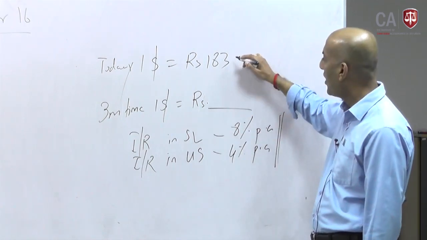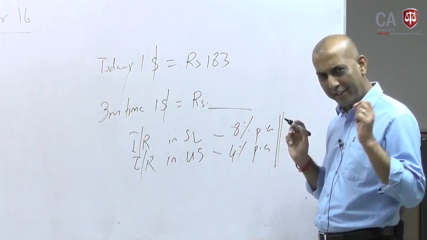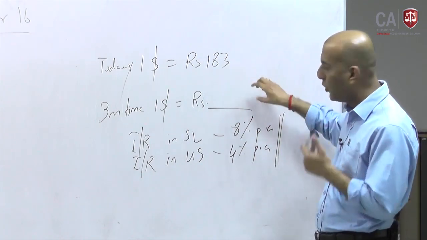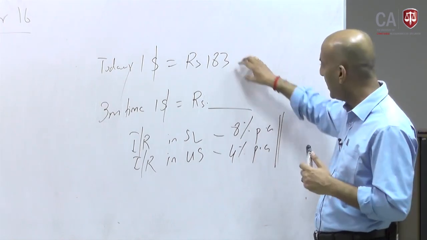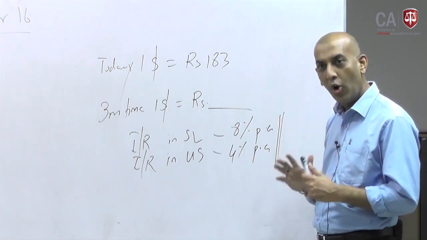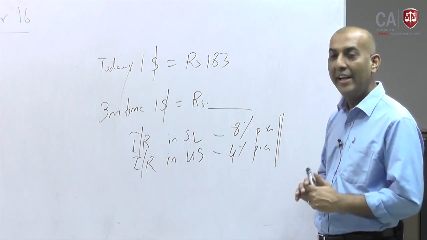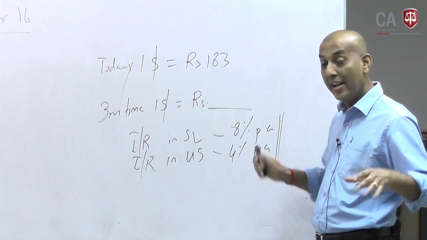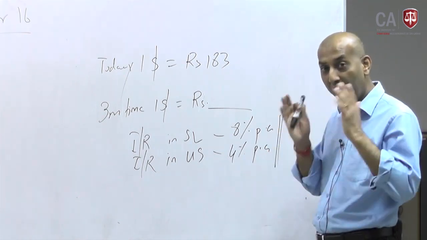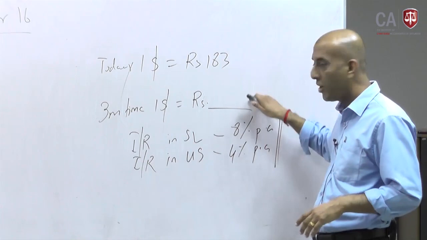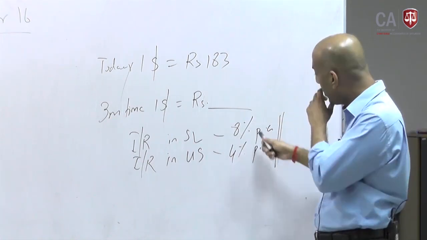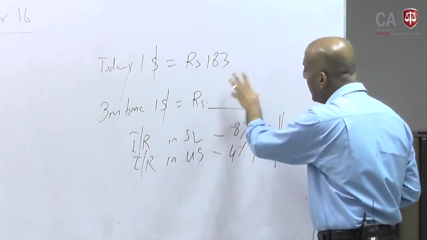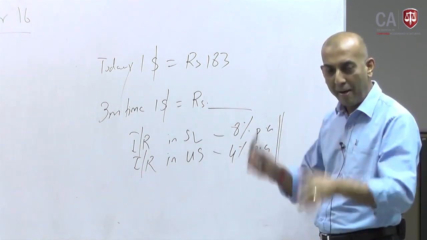Today's exchange rate is $1 = 183. According to interest rate parity, between today's exchange rate and the future exchange rate, there is a difference. Why the difference? Only difference is what? The interest rate difference in the countries. No other reason. That is the assumption of the theory. The assumption is that today's exchange rate and tomorrow's exchange rate are different because two countries' interest rates are different. No other reason is impacting the future exchange rate. That is the interest rate parity.